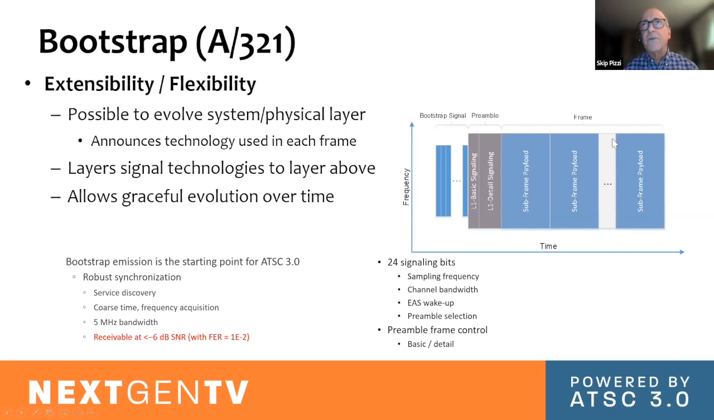The rest of the frame, the phi layer frame, can be either 6, 7, or 8 megahertz wide. So the format, the A322 standard, that covers everything besides the bootstrap, is flexible across those three bandwidths, so it could fit into channel maps all over the world. The A321 standard covers the bootstrap signal. It's always just 5 megahertz wide.